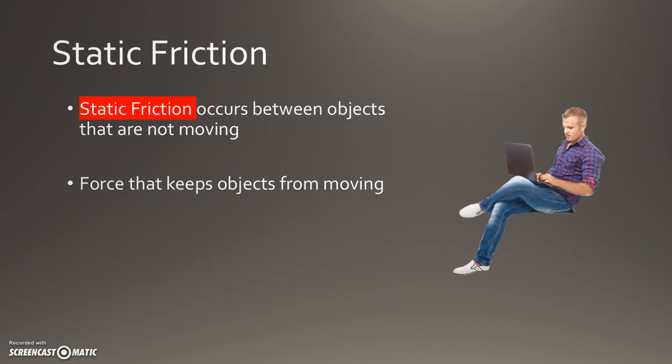The last type of friction we have is static friction. Static friction occurs between objects that are not moving. It's the force that keeps objects from moving. So if I'm going to move my mouse, I have to overcome static friction. But that also now creates sliding friction. And that's the end.